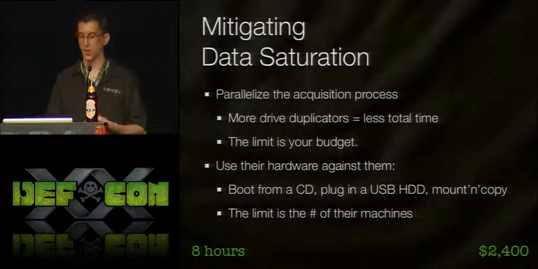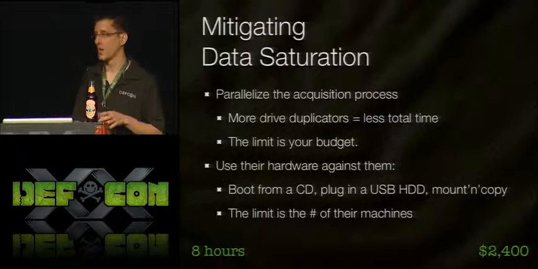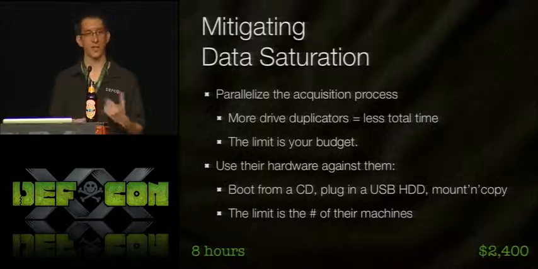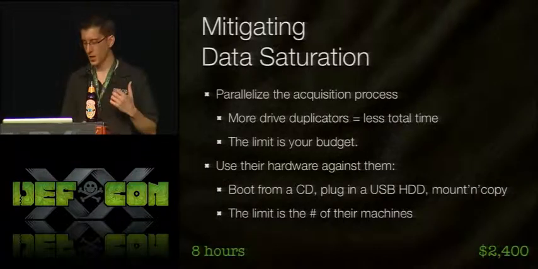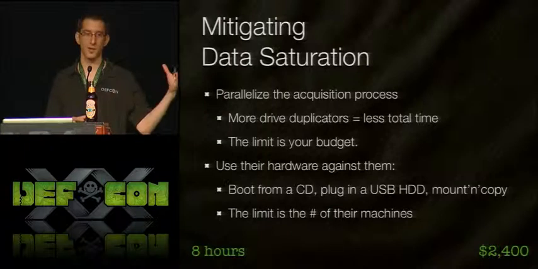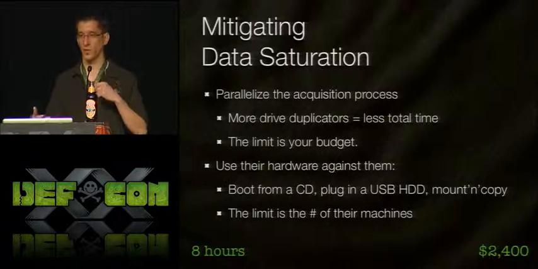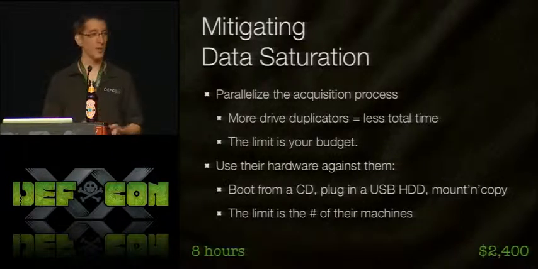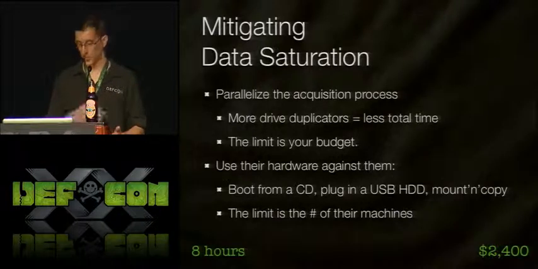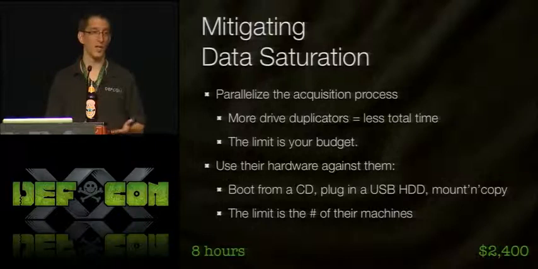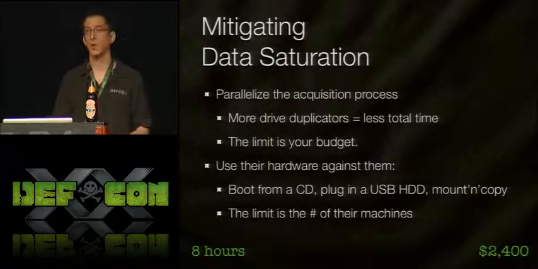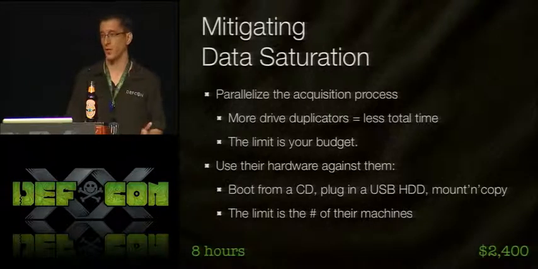Number one, you can parallelize the acquisition process. A lot of labs use forensic duplicators, like the Talon that I showed in an earlier slide. These devices take the source drive of your suspect, and they take a blank drive of your own, and it just copies byte for byte over to the next one. The more drive duplicators you have, the more of these hard drives you can grab at the same time. So the limit here is essentially your budget. However many of these forensic duplicators you can afford and you can keep running at the same time, the more hard drives you can go through in an hour.